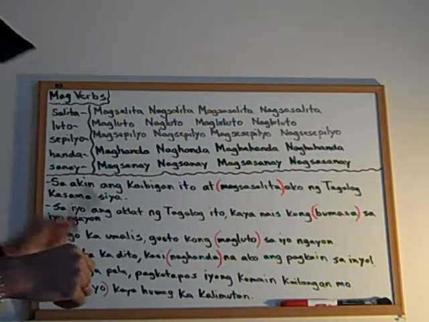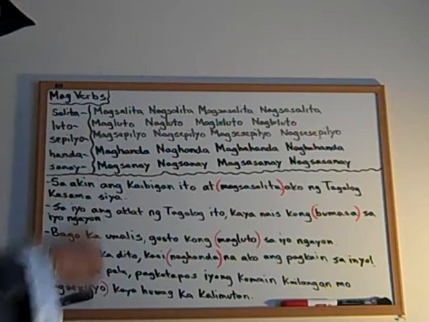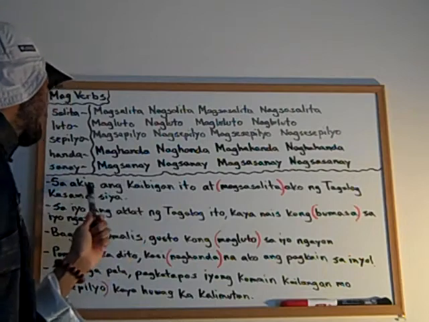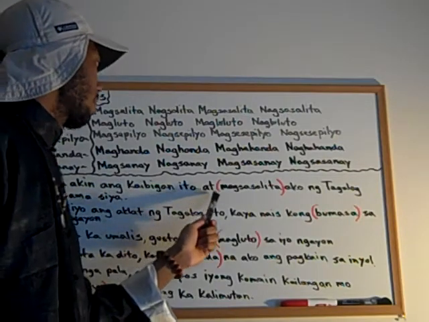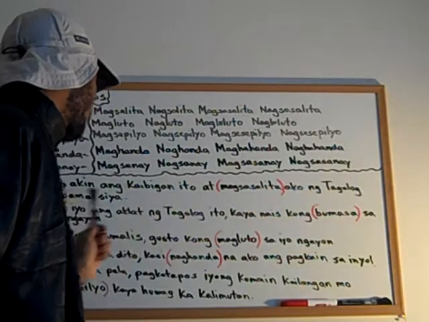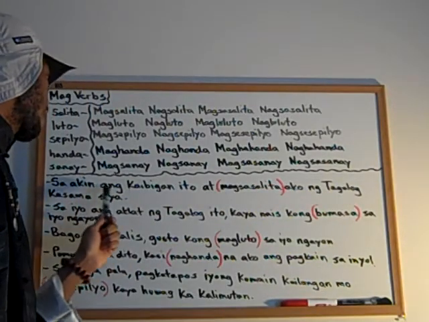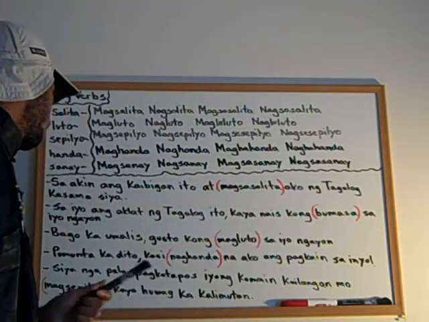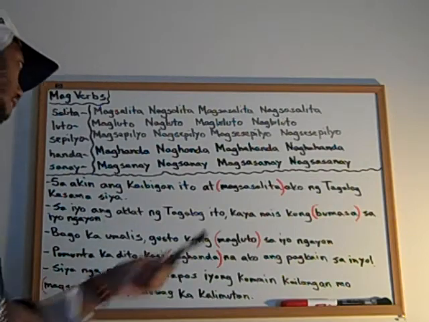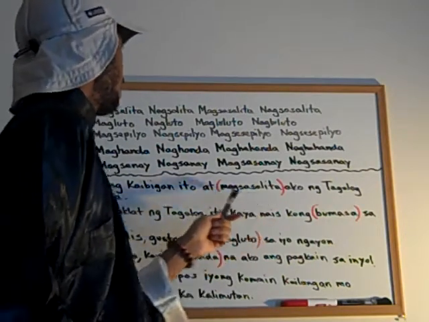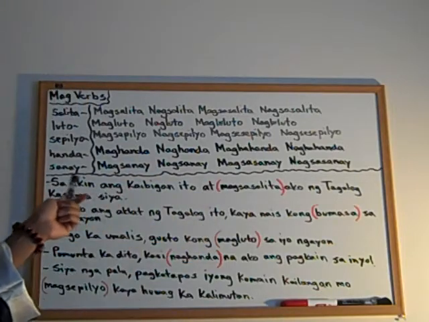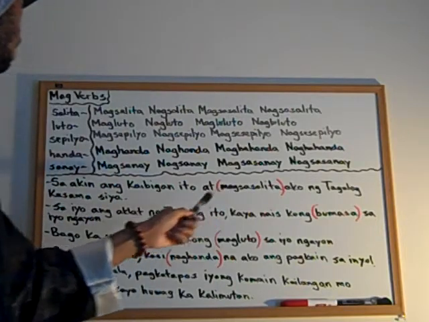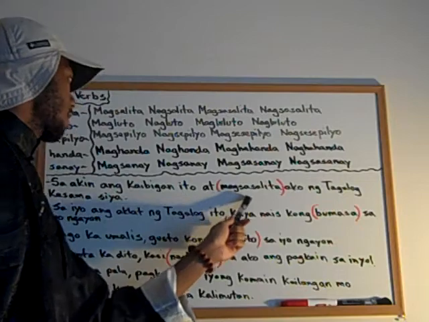All right, so here are the example sentences. Okay, here we go. So, sa akin ang kaibigan nito at magsasalita ako ng Tagalog kasama siya. Okay, so as you guys can see, I put this in red. Mag sasalita. Yeah, future tense. So I use the future tense. Mag sasalita. I will speak.